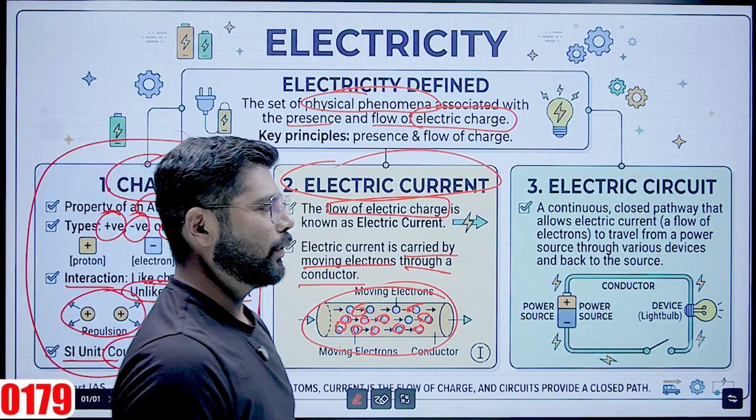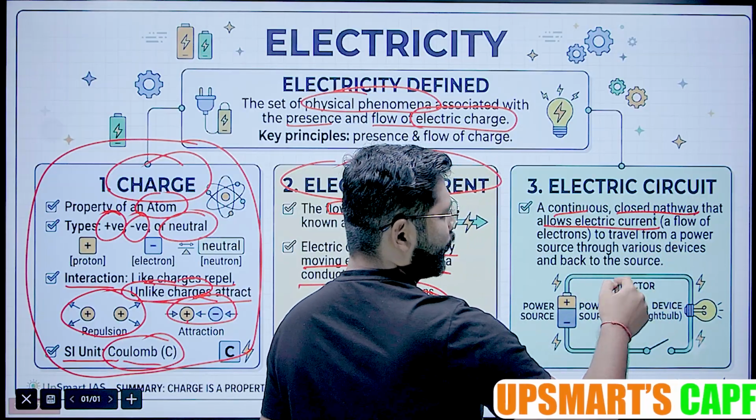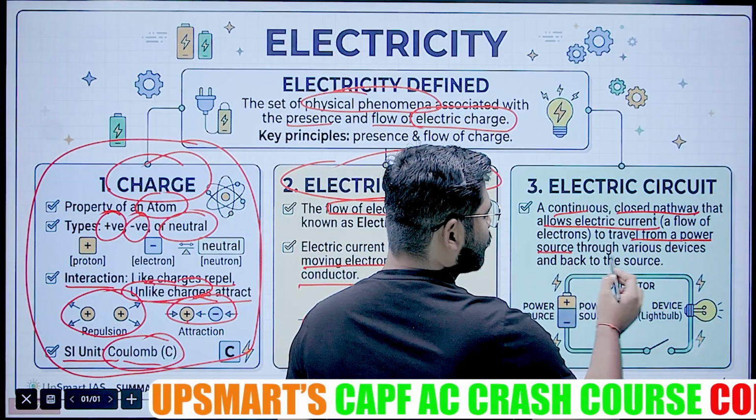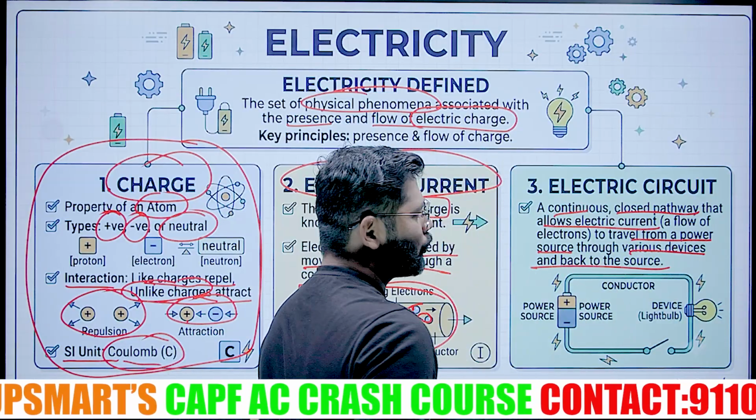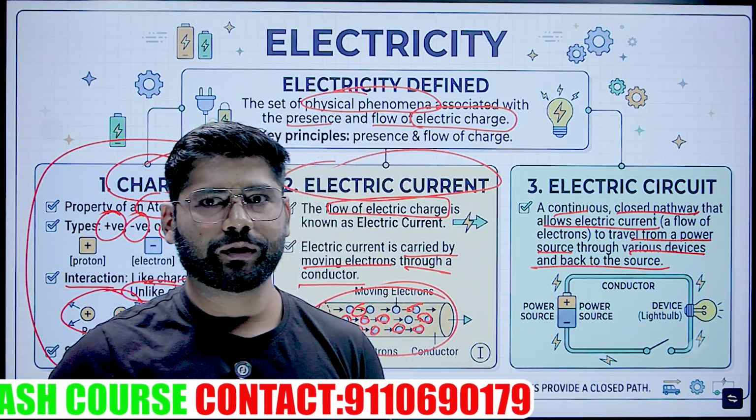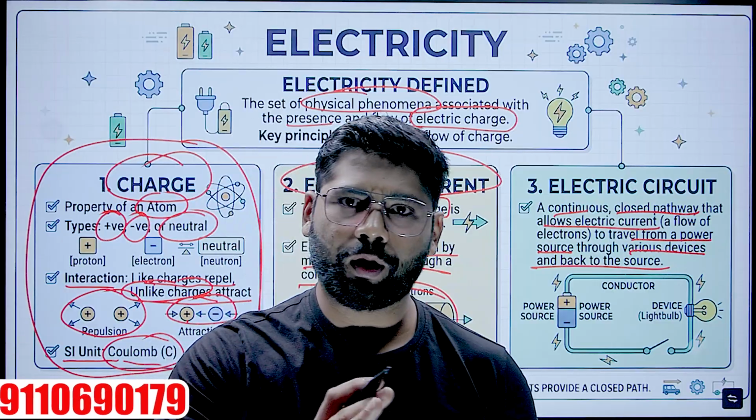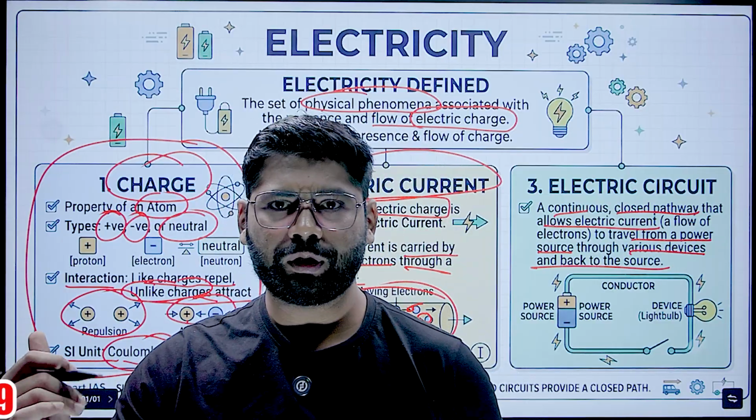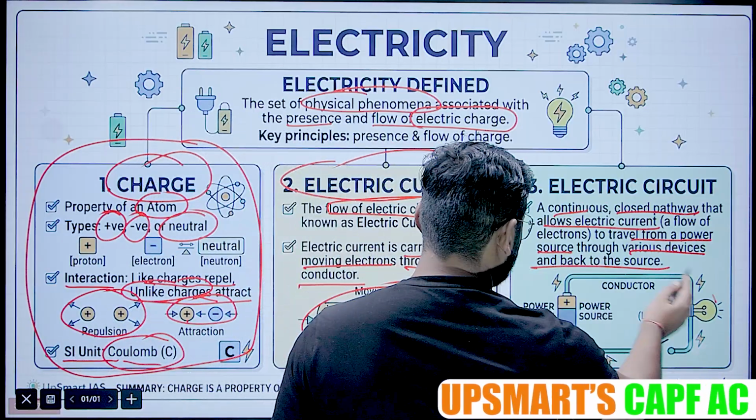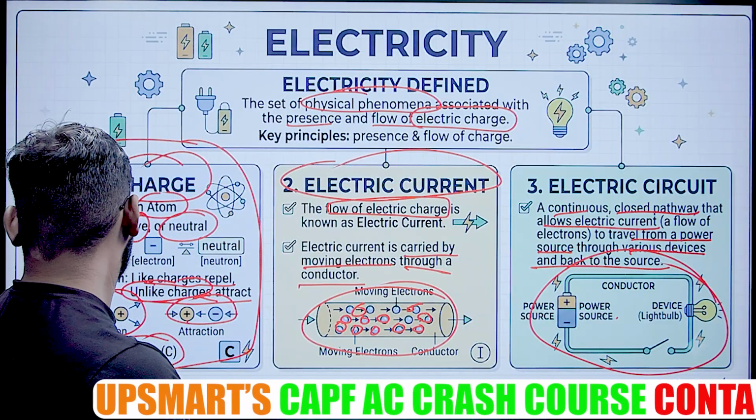Next is electric circuit. What is an electric circuit? It is a continuous closed pathway that allows electric current, meaning the flow of electrons, to travel from the power source through various devices and back to the source. An electric circuit is a closed loop, which facilitates the flow of electrons, or the flow of charges, from the source to various devices and back to the source. That's why we use two kinds of wire. This is some simple example of an electric circuit.